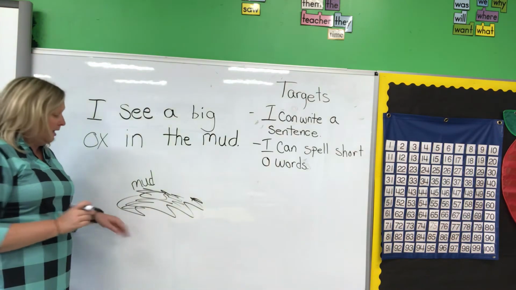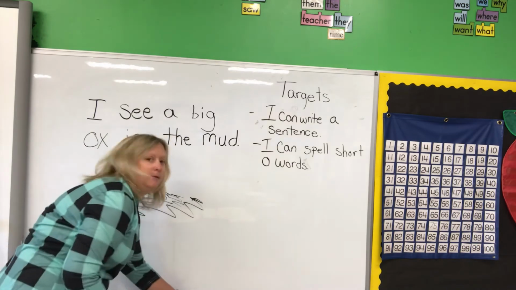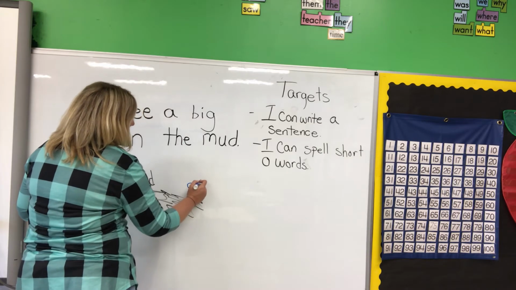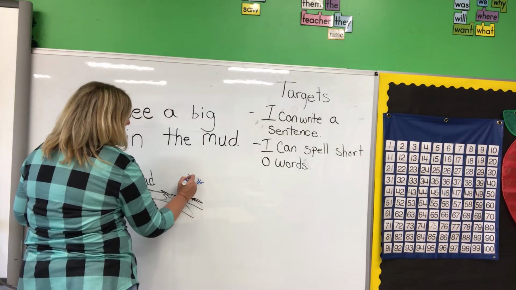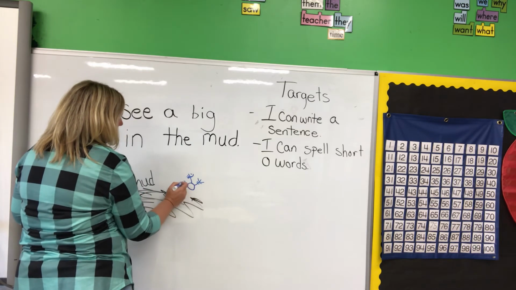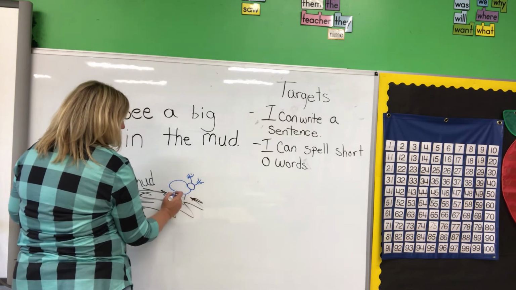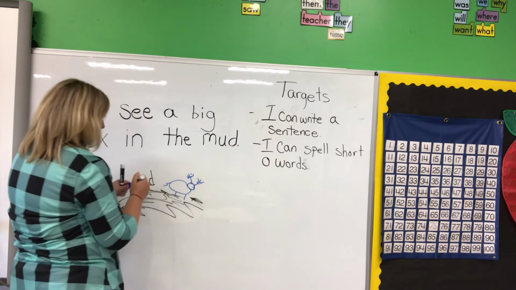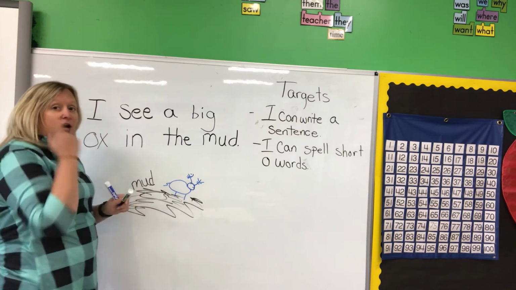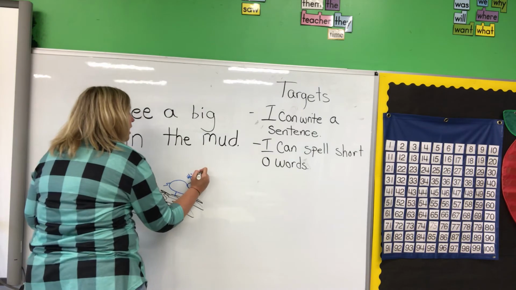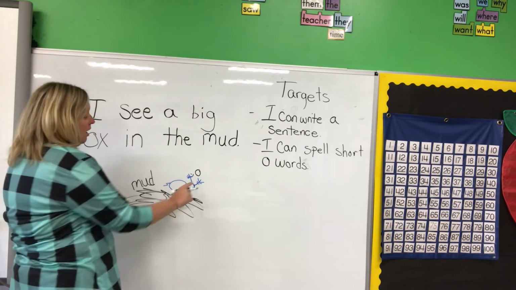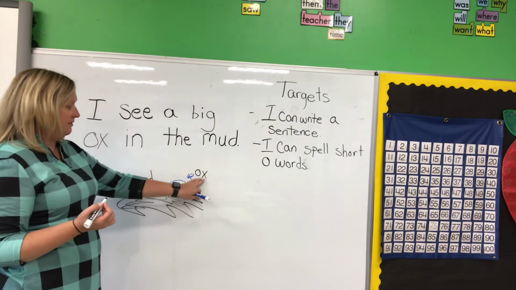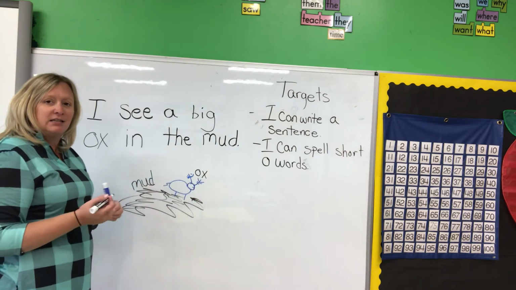Here's my mud. All right, now I'm going to draw my ox in the mud. Okay, I'm going to draw an ox. Here's his head. I'm going to draw some antlers. And he's going to be a big ox. And he's in the mud. I'm going to give him a little tail, little smiley face, maybe little ears. All right, so now I'm going to stretch out that word ox. I'm going to label my ox. I hear an O. Ox. X. Ox. I hear an X. X makes that X, X sound.